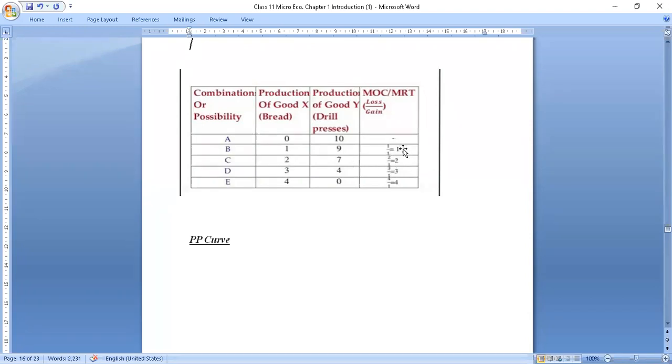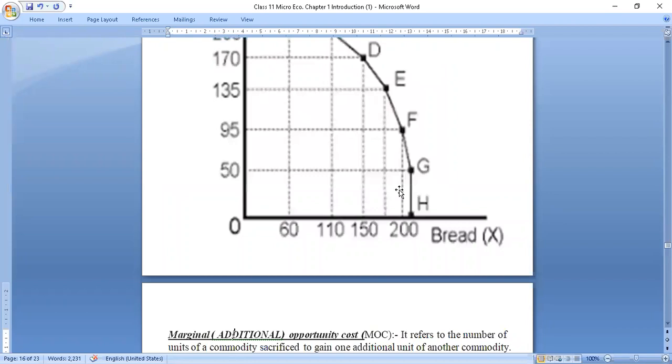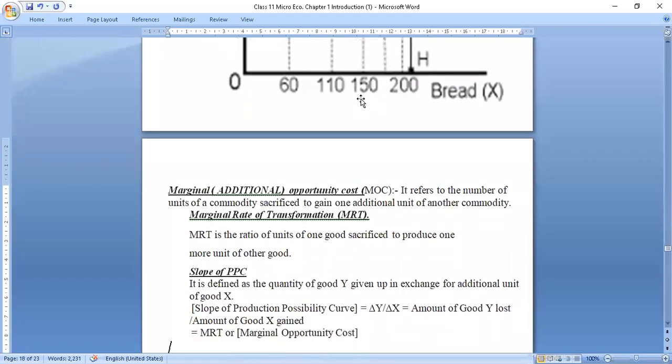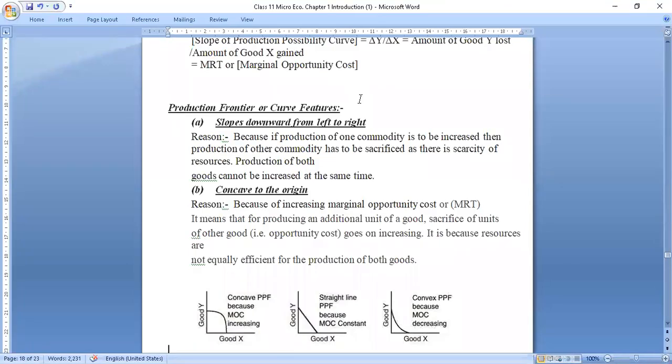Here you can see the MRT is increasing: 1, 2, 3, 4. So just because of this increasing MRT, the shape of PPC is concave. Because the MRT always tends to rise. We have to sacrifice more and more units of one good in order to increase an additional unit of good X. With this, we have completed the features of PPC.